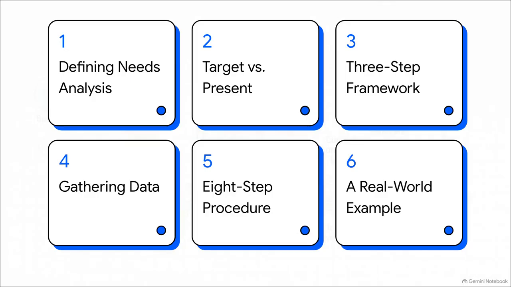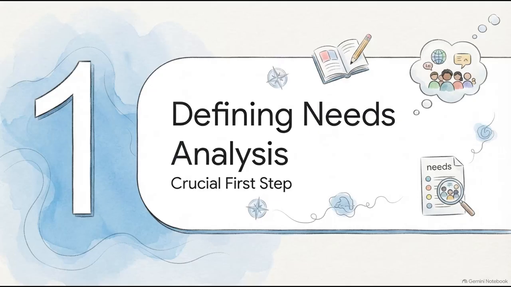So, here's our roadmap for today's explainer. We'll be covering: 1. Defining needs analysis. 2. Target versus present situations. 3. The 3-step framework. 4. Gathering the right data. 5. The 8-step procedure. And finally, 6. A real-world example. Let's hit Section 1.